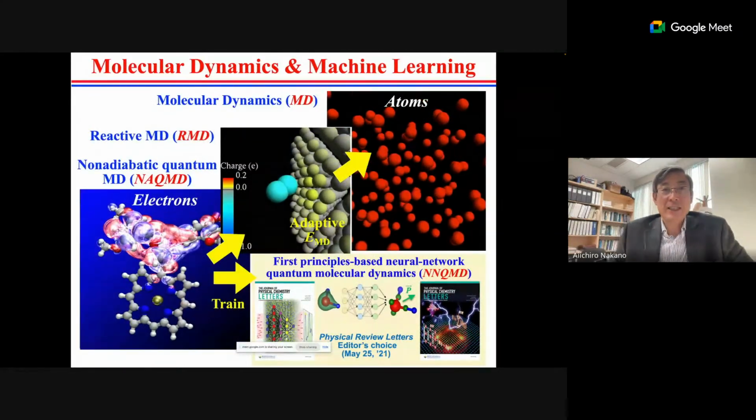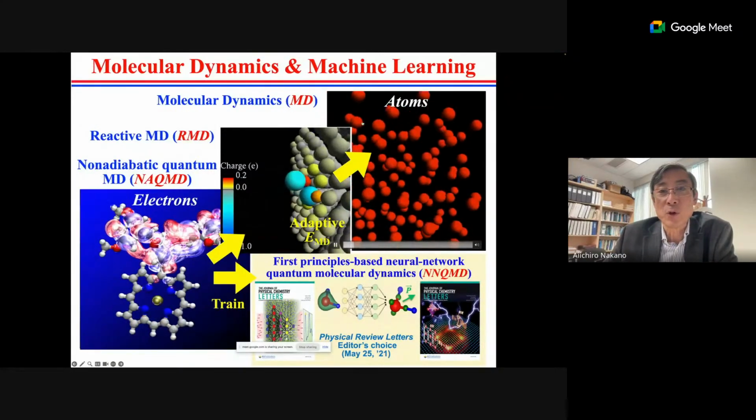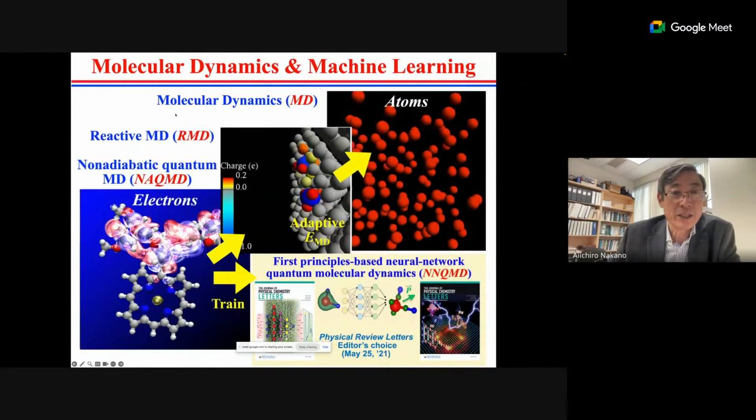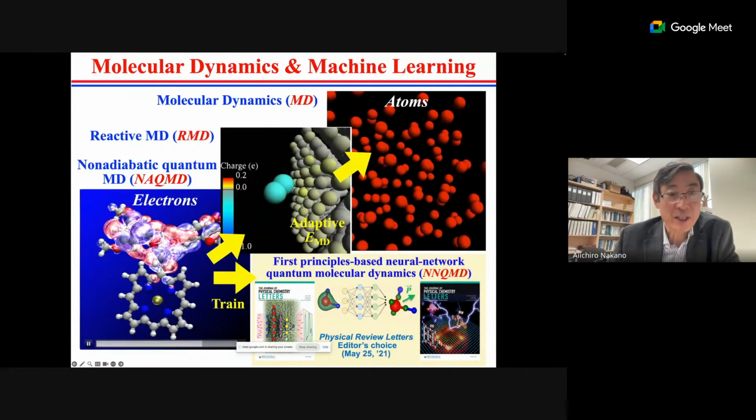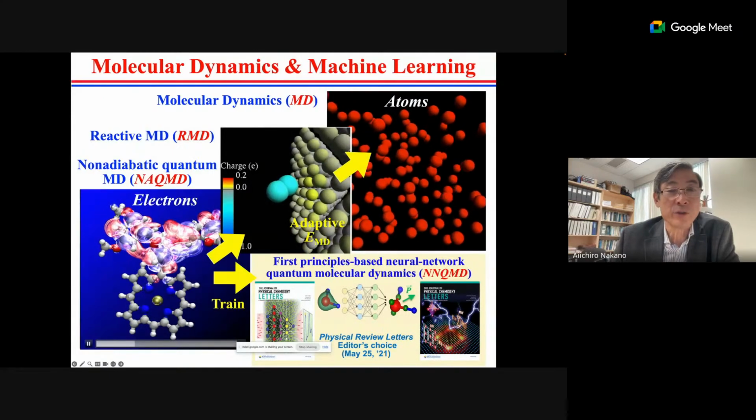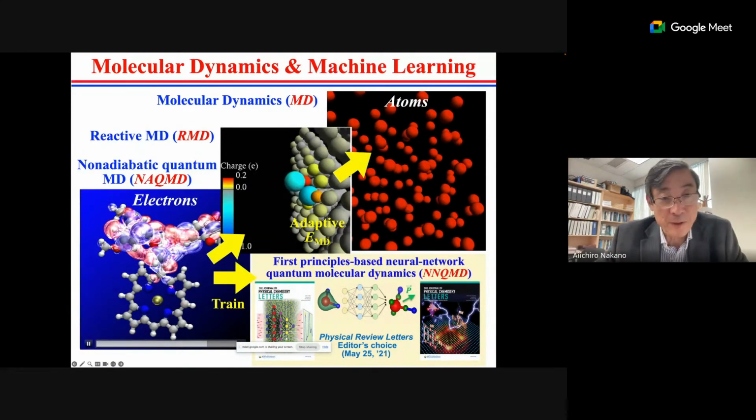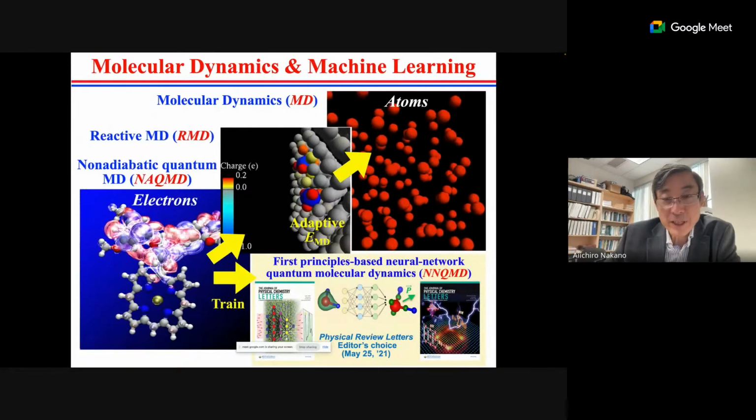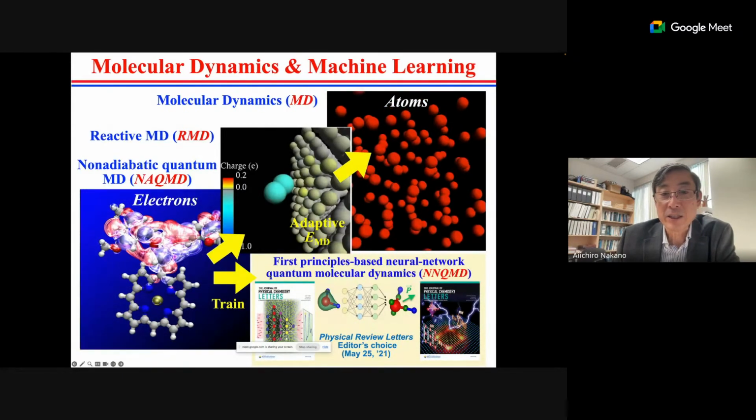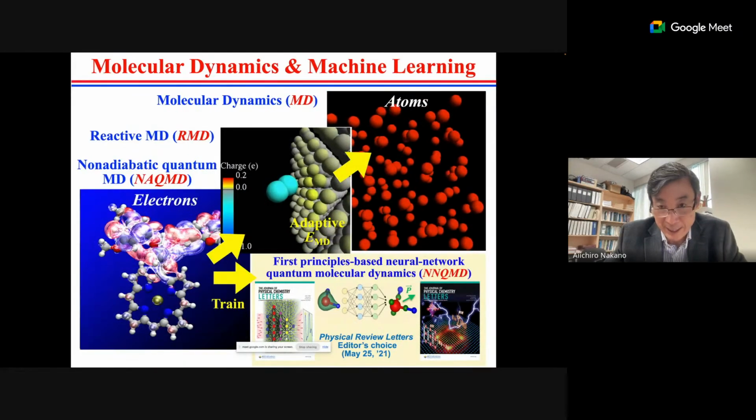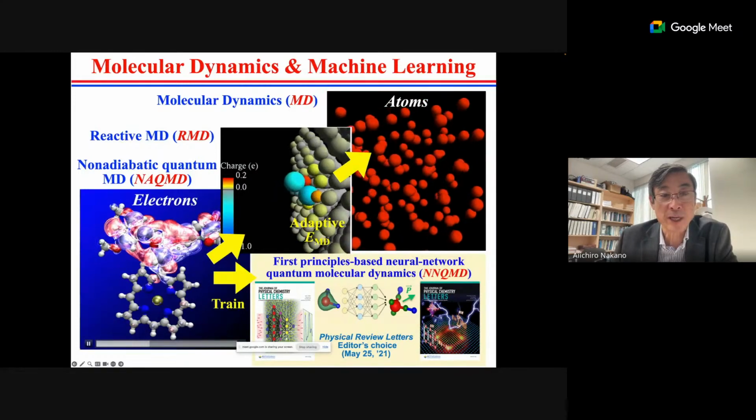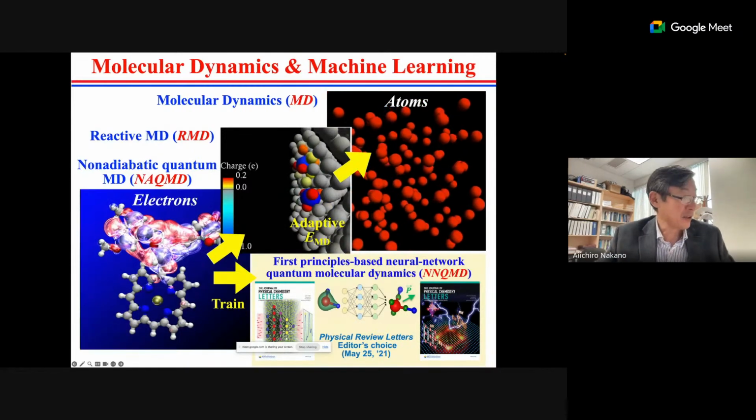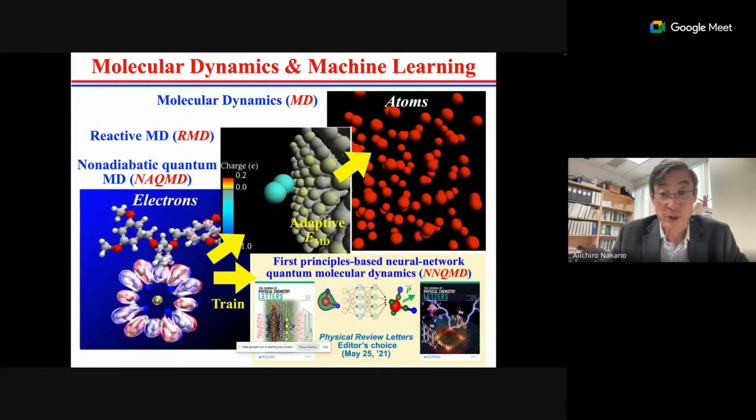dynamics and machine learning. First of all, molecular dynamics follows the trajectory of all the atoms to study material properties. On the other hand, non-adiabatic quantum molecular dynamics explicitly treats the motion of the electronic wave function, which can be excited by light and photons. The most recent advancement in this area is first principle-based neural network quantum molecular dynamics, in which these electronic wave functions are replaced by a deep neural network to describe quantum mechanical accuracy at a fraction of the computational cost.